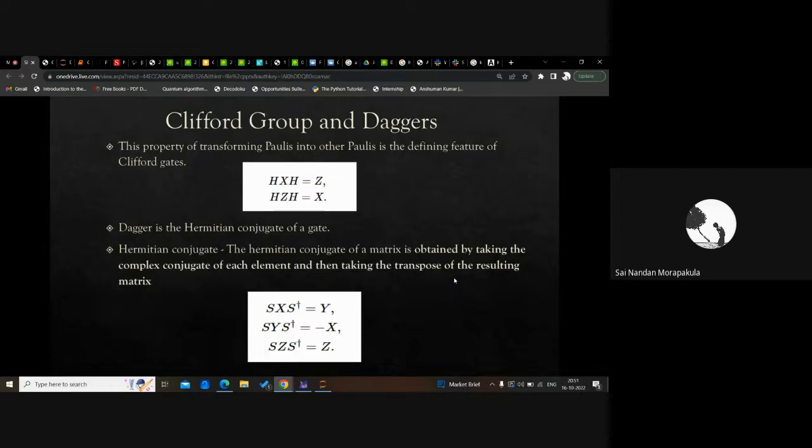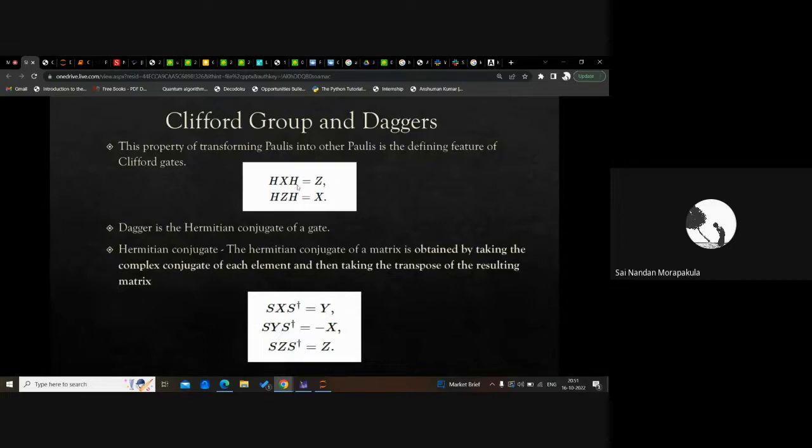So what is a Clifford gate? For example, there are Pauli gates like X gate, Z gate, H gate, all of that. If you can bring up another Pauli gate using these Pauli gates, then it is called a Clifford gate. So the property of transforming Paulis into other Paulis is called a Clifford gate.